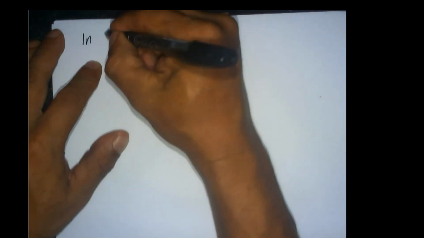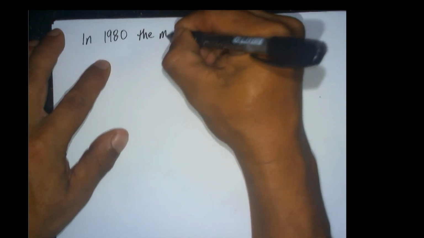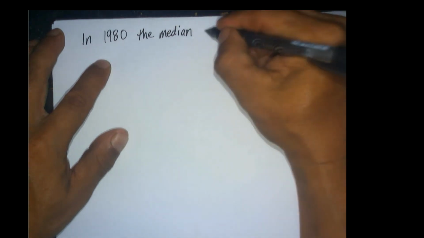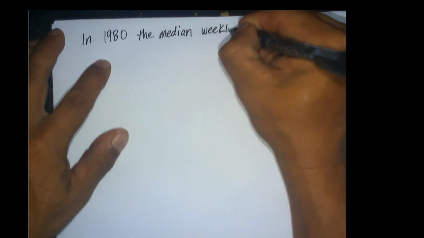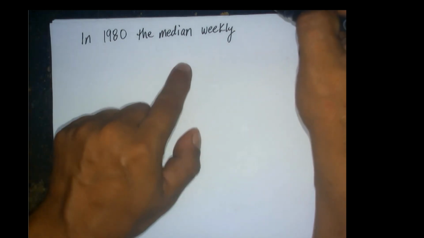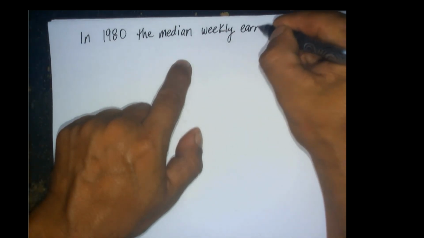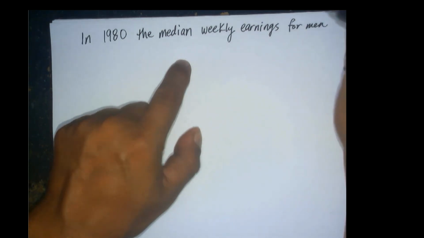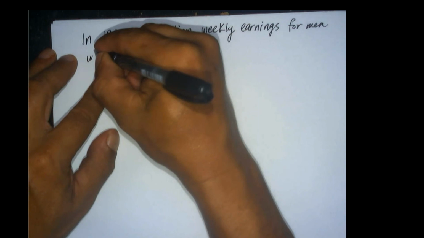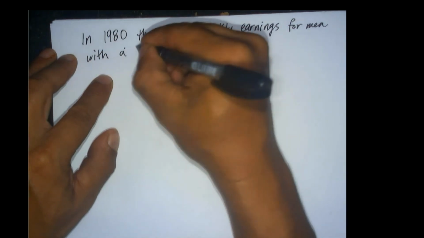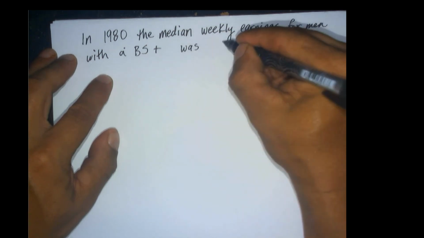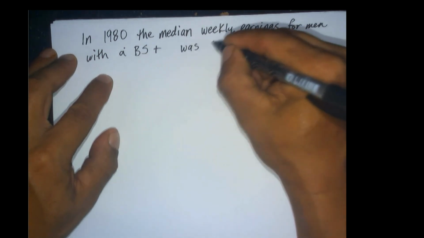In 1980, the median. What is a median? Does anybody know what a median is? Like the middle. The middle. Very good. The median weekly earnings for men with a bachelor's degree or higher was $427 a week.